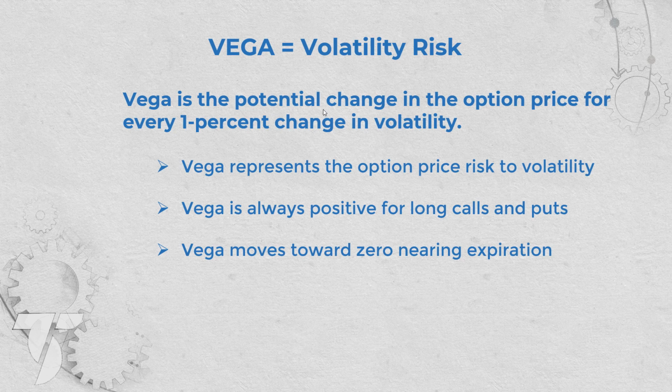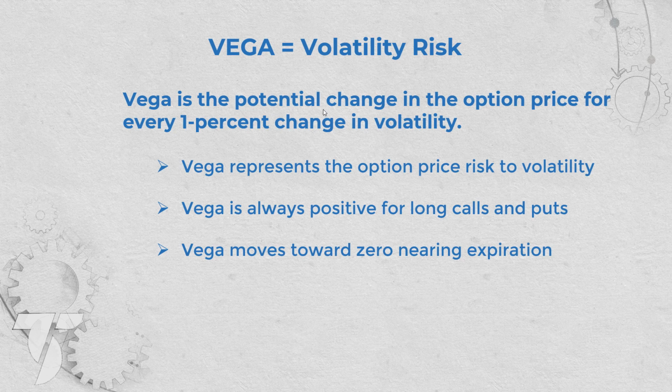So for every 1% change in volatility, vega tells you how much your option price is going to change. So vega is always a positive number for long calls and long puts. So if you're long a call or you're long a put and volatility goes up, your call and your put are going to go up in value. That's the idea. If you're short, they're going to go down in value. And vega always moves toward zero nearing expiration.